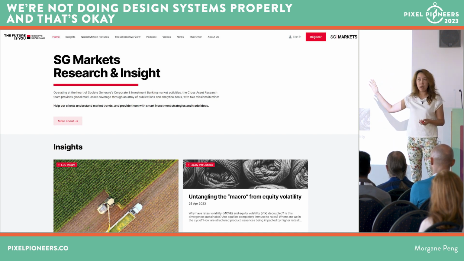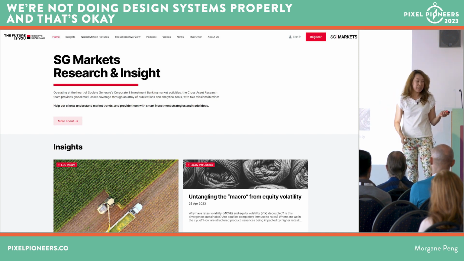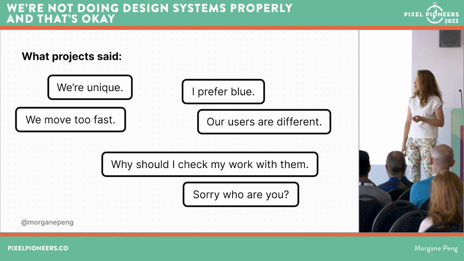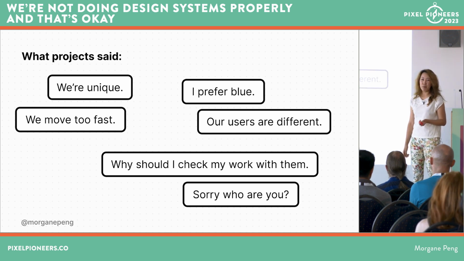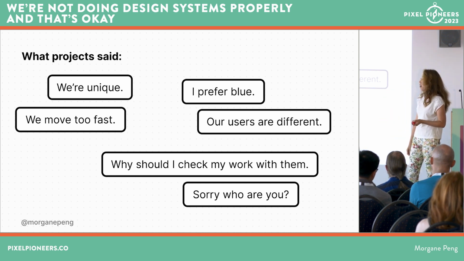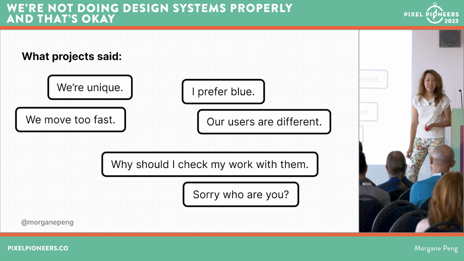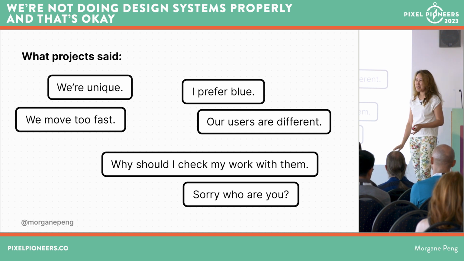And essentially today we have around 130 services on our B2B platform, and they all use the same design system. And it wasn't easy, but I think I learned a few things from Jeremy's talk, so I will try to feed that in, because I've definitely heard people say things like, we are unique, can't use it. Or we move too fast. Or I prefer blue. I don't get that too much now, but still. Or users are different, that I've heard a lot. Or why should I check my work with you? Are you the design police? And also, sadly, who are you? That doesn't happen so much anymore, but yeah.